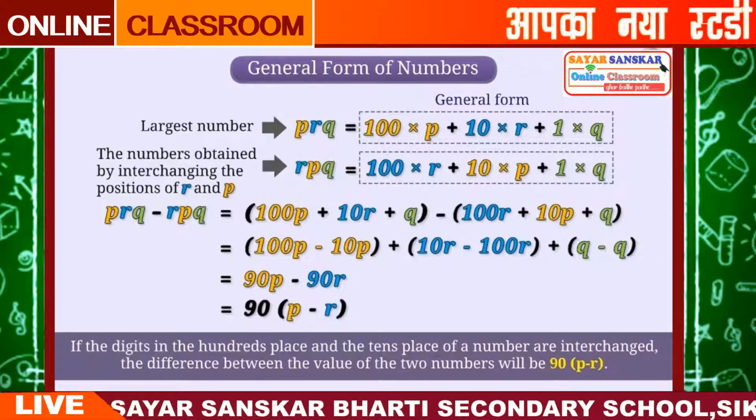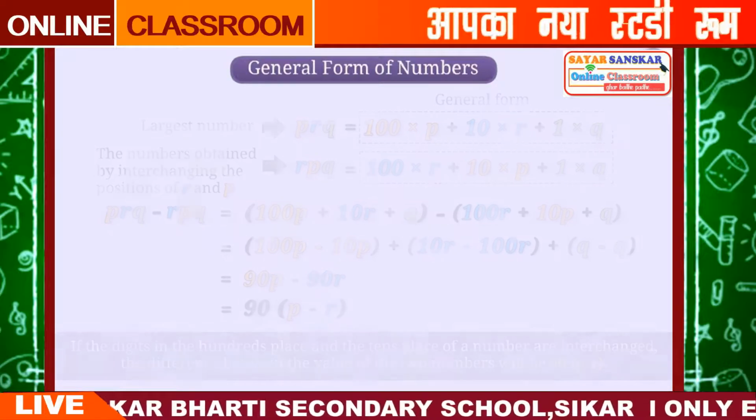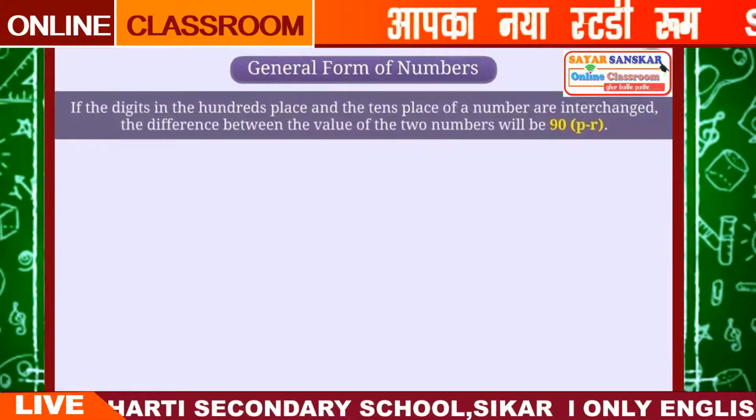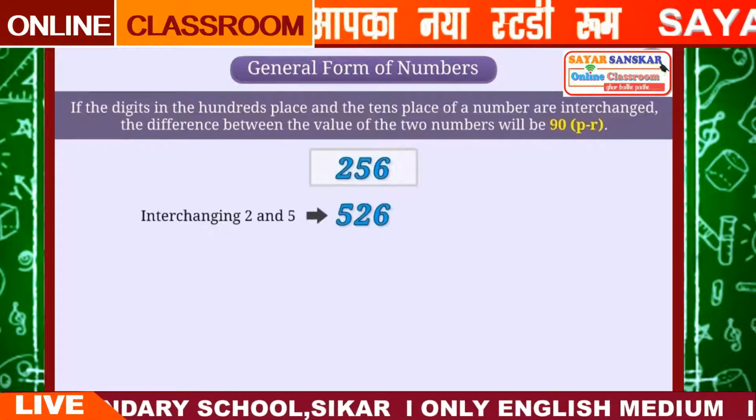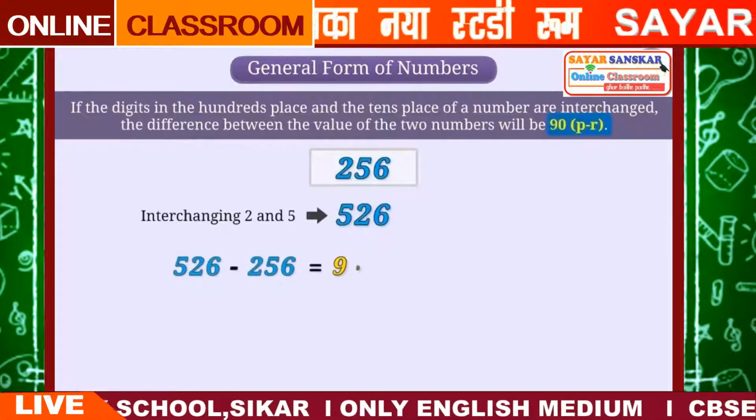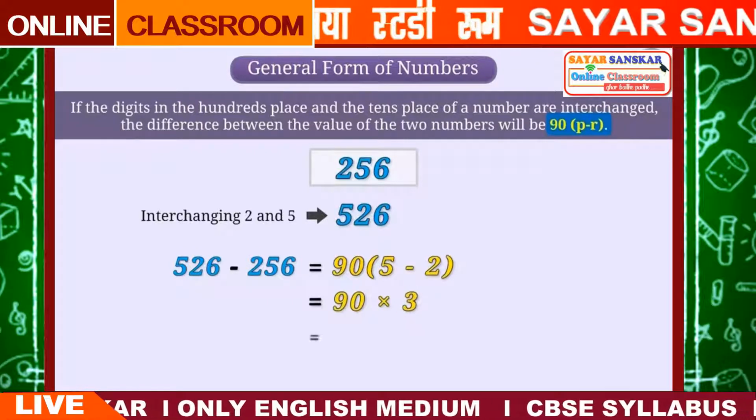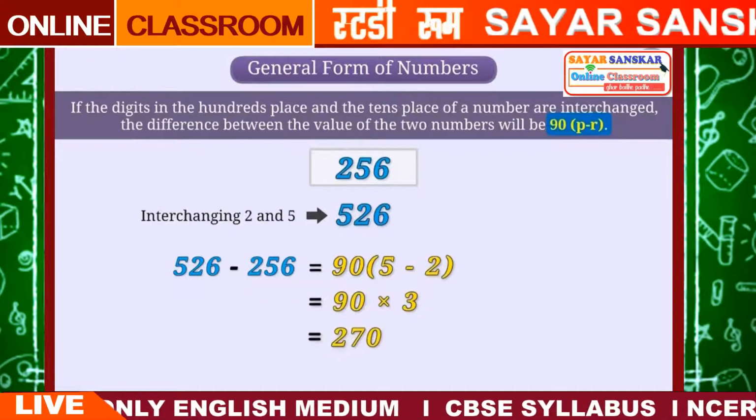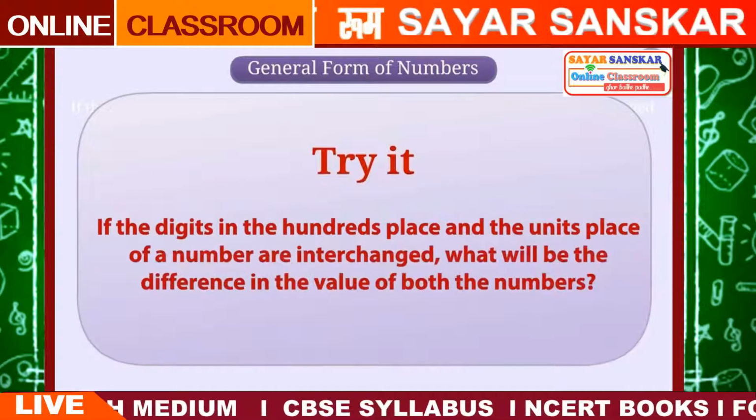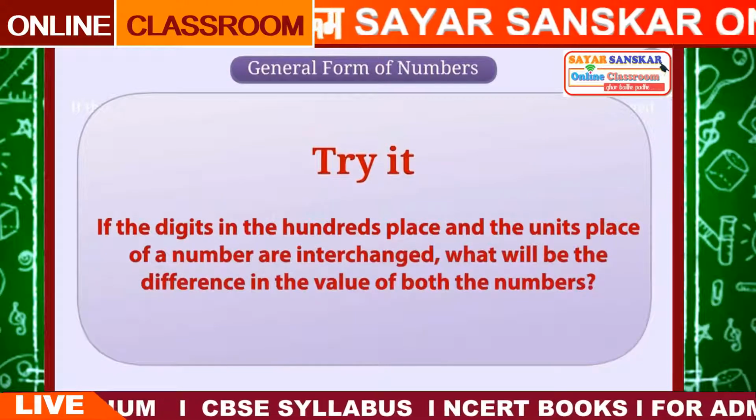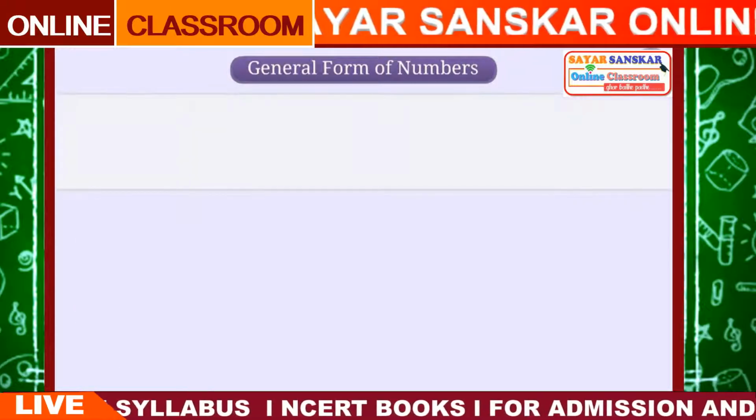For example, if we want to find out what will be the difference between 256 and the number obtained by interchanging the digits 2 and 5 of 256, we can find it by 90 into brackets 5 minus 2, which will be 90 into 3, which is equal to 270. In the same way, you can tell if the digits in the tens place and units place are interchanged, then how much difference will be there in the value of the number.